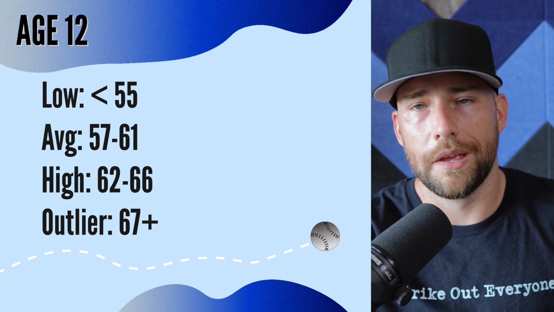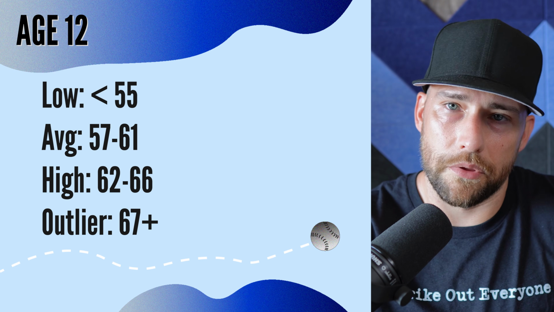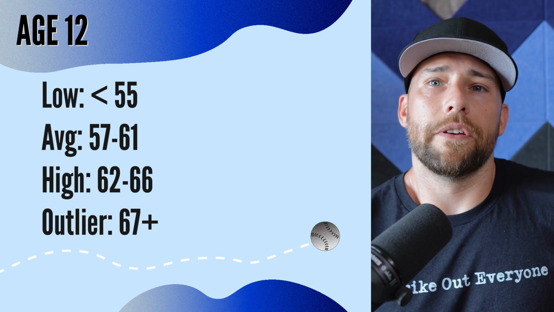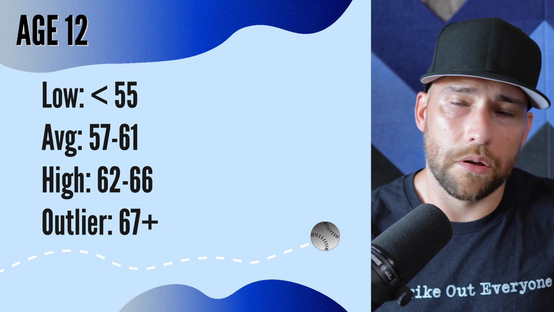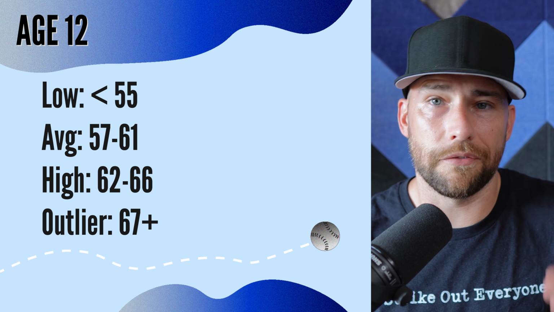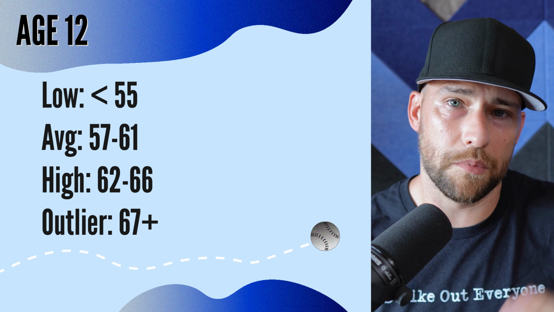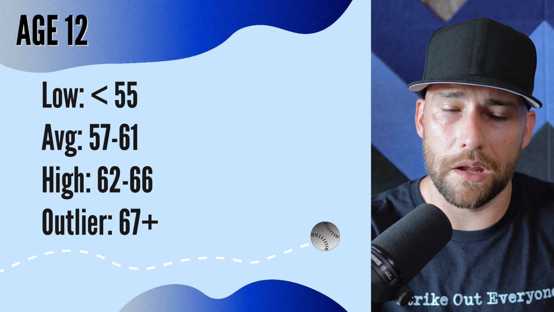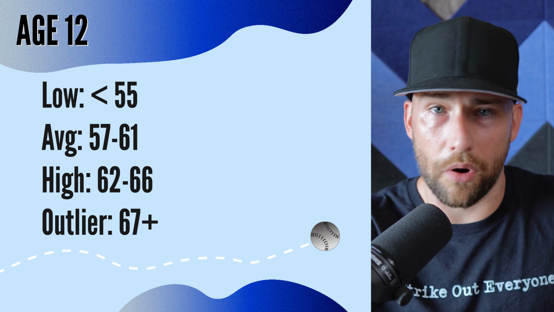Age 12 still doesn't matter much, but here's some of the breakdown. We'll start from this age. So if you're below 55, that's probably on the low end. Average, probably like mid 50s into right around 60. If you're in the 60s consistently, creeping up into the mid 60s, that's definitely high for your age. That's pretty hard. And then outliers at that age are going to be in the upper 60s or higher.